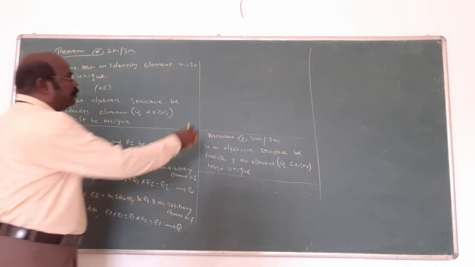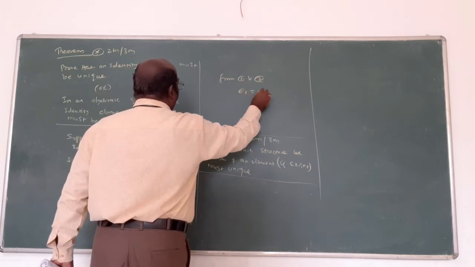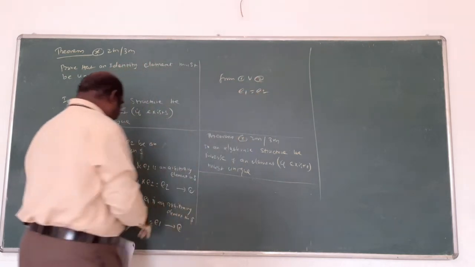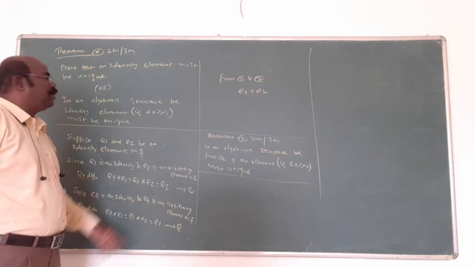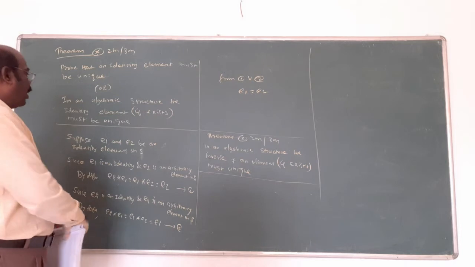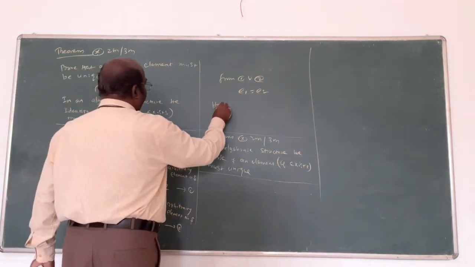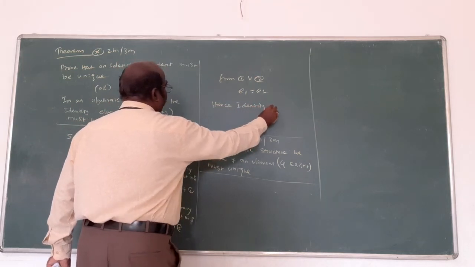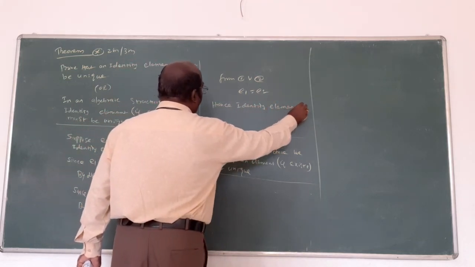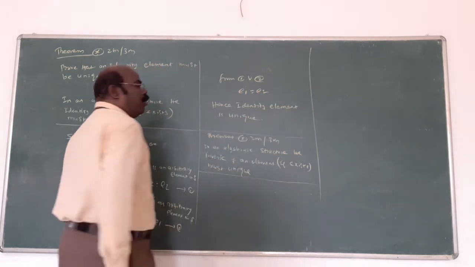From 1 and 2, E1 equals E2. The left hand side will be equal, and the right is E1, E2. That's why the right will be equal. Therefore, automatically, hence the identity element is unique. That's all. Only one element will come.